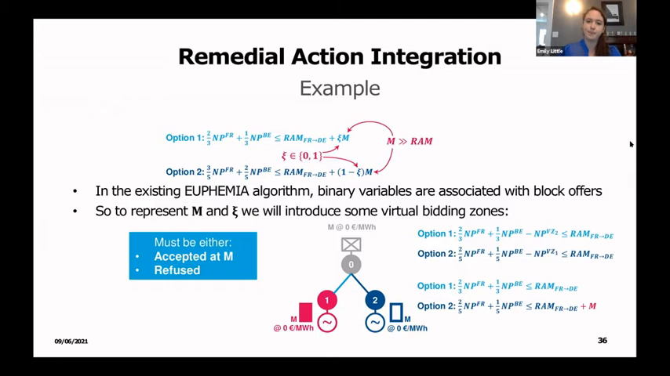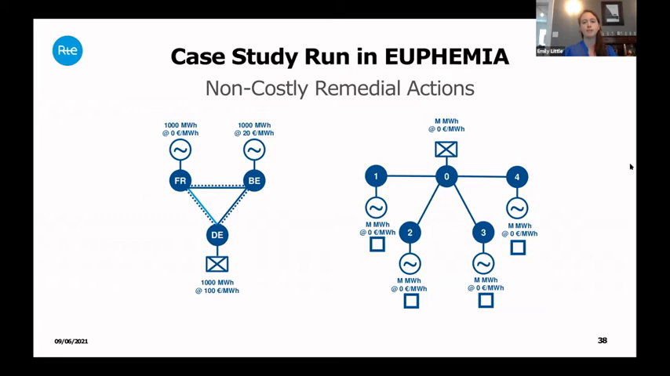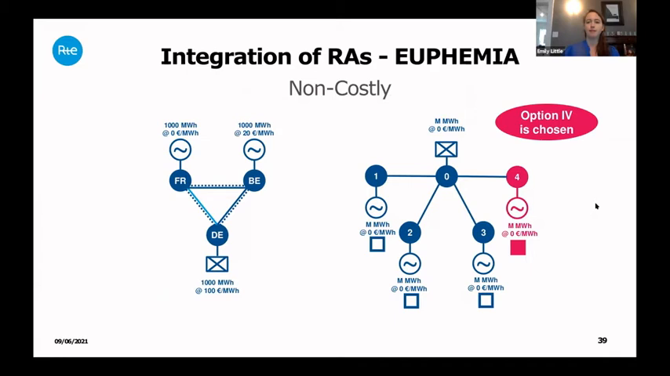We ran a few very small case studies in Efthymia already, looking at four different topologies here. Just to show what that would look like, we end up adding five virtual zones to the system, each with a block offer. In this case, we can hand calculate that the fourth option would give the highest social welfare because it allows for the most flow. And so in Efthymia, this option was chosen.